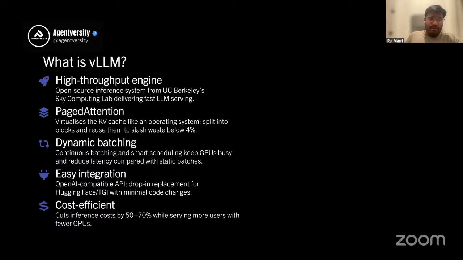And dynamic batching, right? We already know the issue with static batching. We're freezing up the GPUs just to address a huge prompt, maybe someone sending 100 PDFs.